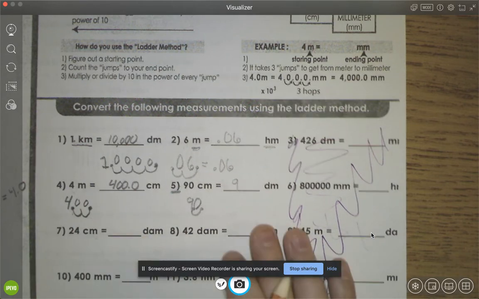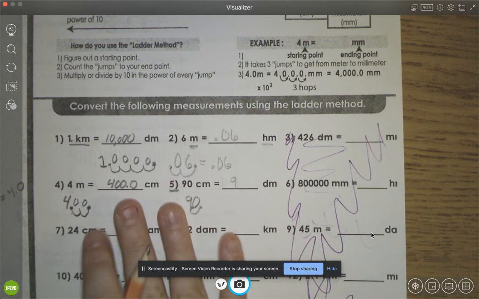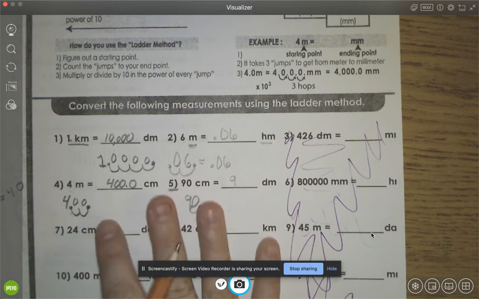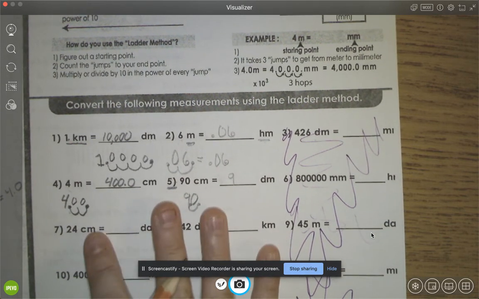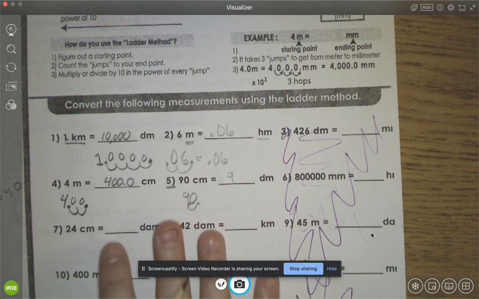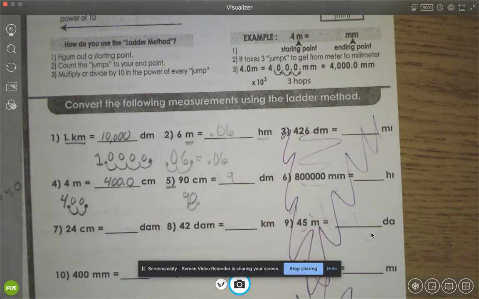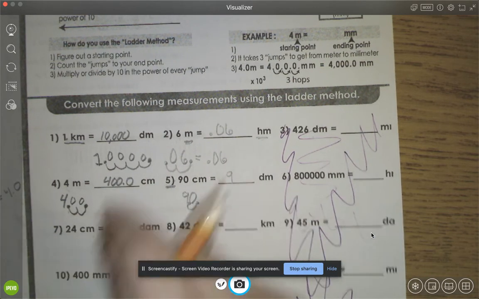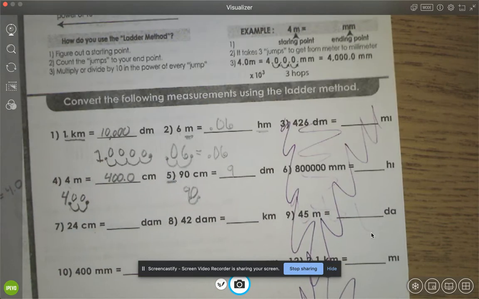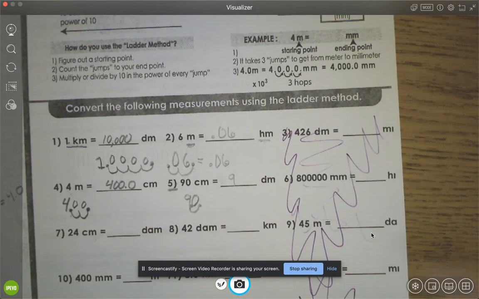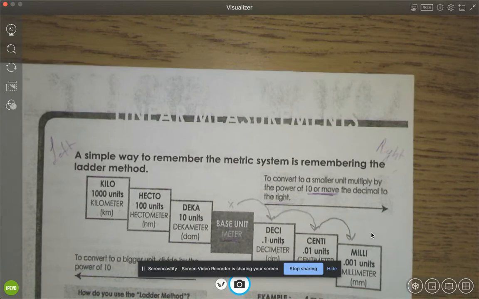Now, when you turn it in, I want to see this work. I want to see this work done on your worksheet. I need to see that you have shown your work, even the problems that I did with you. I need to see that you're physically writing it down and moving the decimal point. All right? So this is our linear measurements worksheet.